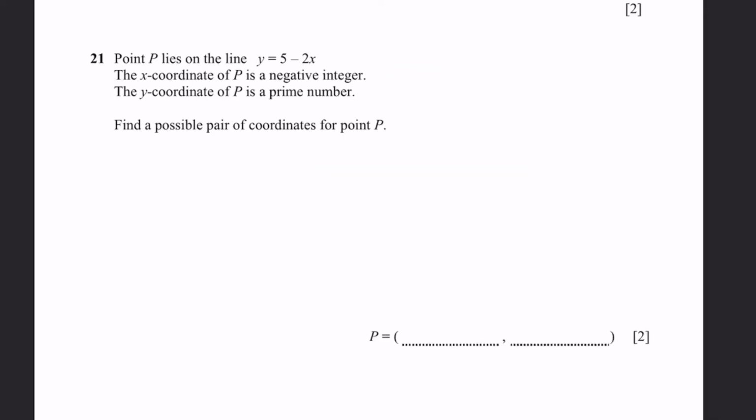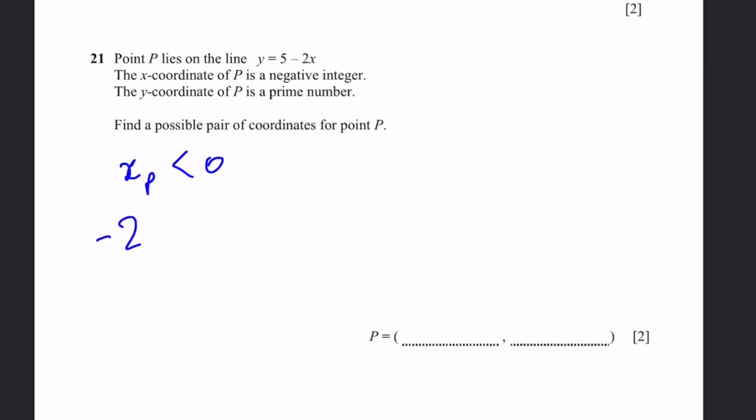Question 21. Point P lies on the line y equals 5 minus 2x. The x-coordinate of P is a negative integer. The y-coordinate of P is a prime number. Find a possible pair of coordinates for point P. Well, if x-coordinate is a negative integer, that means x is less than 0. Or x of P is less than 0.